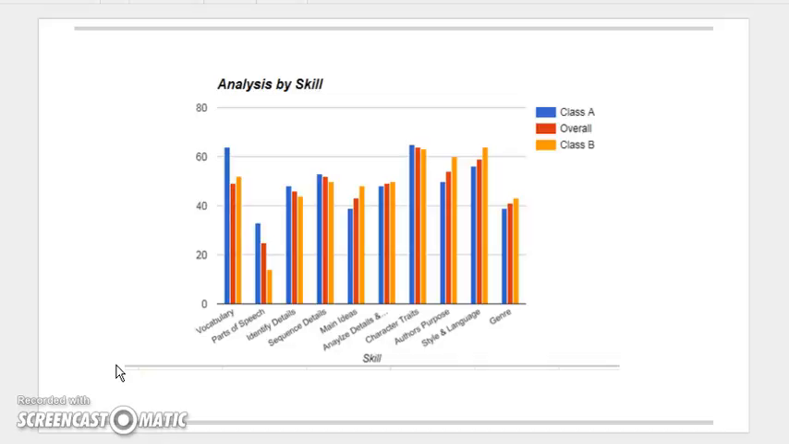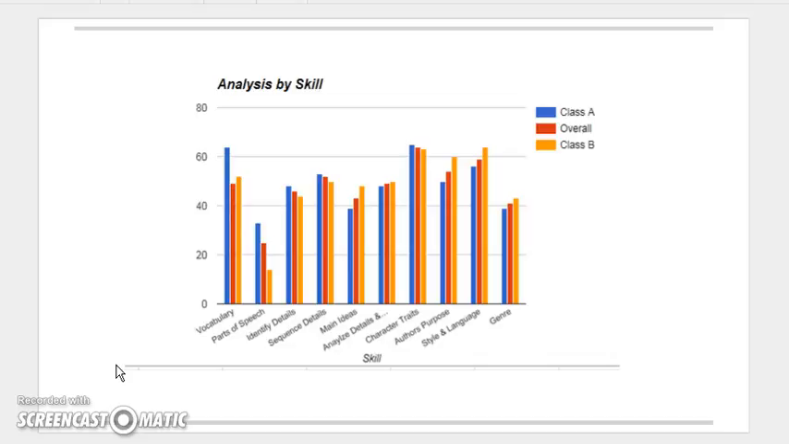This chart just shows the skills that were used in this assessment. So we had vocabulary, parts of speech, identify details, sequence details, main ideas, analyze details and draw conclusions, character traits, author's purpose, style and language, and genre. Class A is in blue, Class B is in yellow, and the overall for the whole 5th grade was in the burnt orange color.